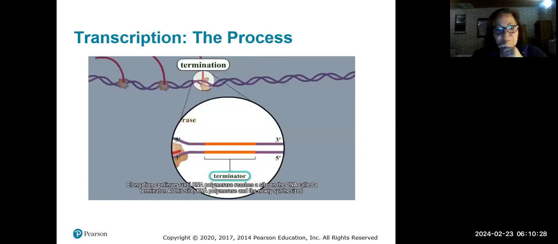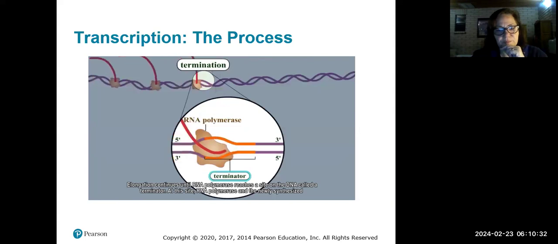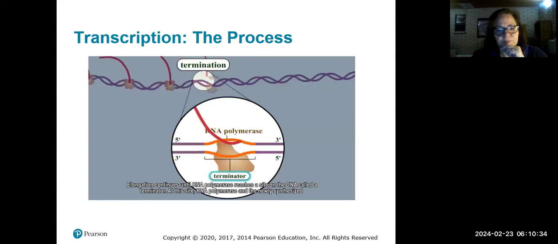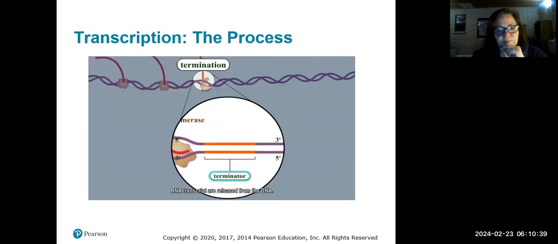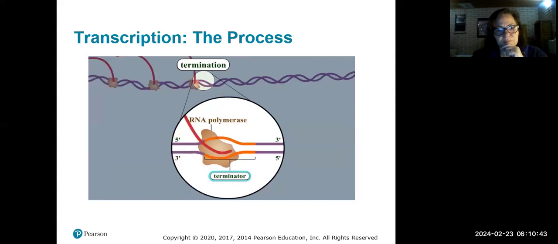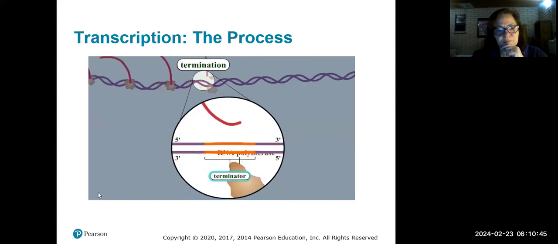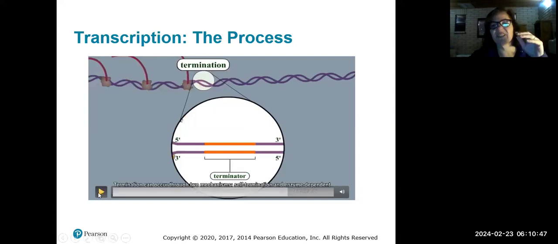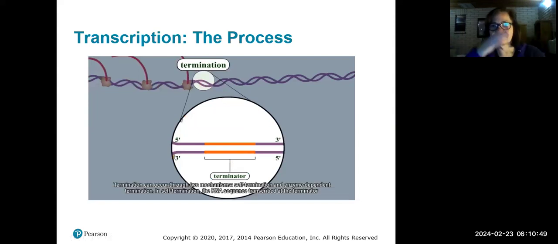Elongation continues until RNA polymerase reaches a site on the DNA called a terminator. At this site, RNA polymerase and the newly synthesized RNA transcript are released from the DNA. I think of this as kind of the end of the roller coaster ride. You know, like you get to the end and then everybody disembarks, gets off of this ship.